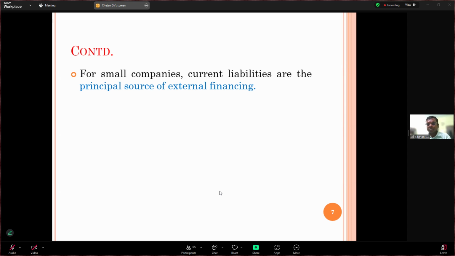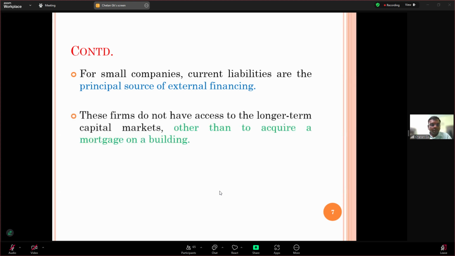So for smaller companies, the current liabilities are the principal source of external financing. My supplier credit is going to be my major source of external financing. And these firms do not have access to long-term capital markets, like debt markets, debentures and bonds. They cannot really go out and do it, and because of that they are predominantly dependent on current liabilities, financing through suppliers.